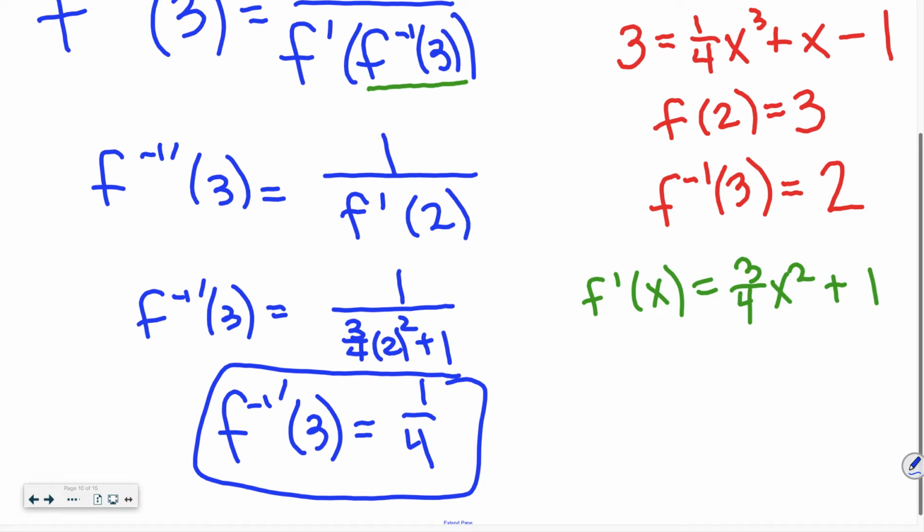Okay. Not a lot of tricky derivatives that we need to worry about. It's more putting all the pieces together. So first thing, you have to remember the rules. 1 over f prime of f inverse. We have to figure out what that inverse value is so that we can plug it into the derivative of the original function. Questions on this example? We are going to do 2 more.